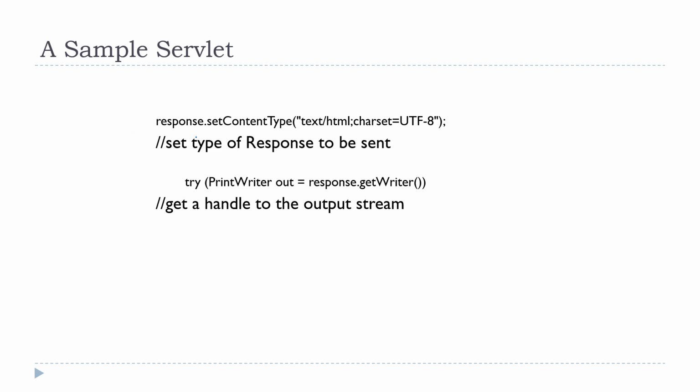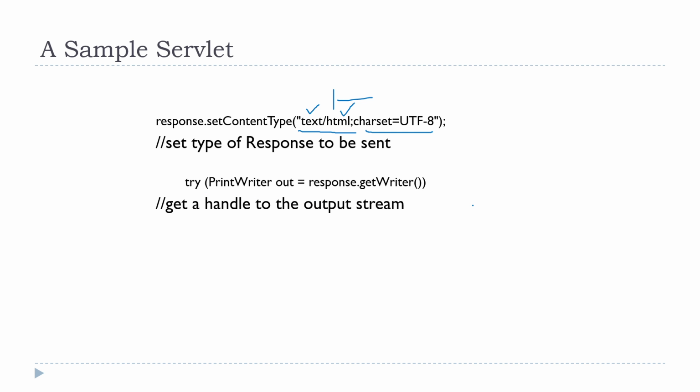Now, first we'll have to set the content type of the response. Because we will be sending an HTML response, here we specify text/HTML. In text/HTML, text is the category and HTML is the subcategory, and the character set is UTF-8. There are different subtypes in text as well. If you write text/plain, then the response that we are writing in the response object will be treated as plain text, not HTML.